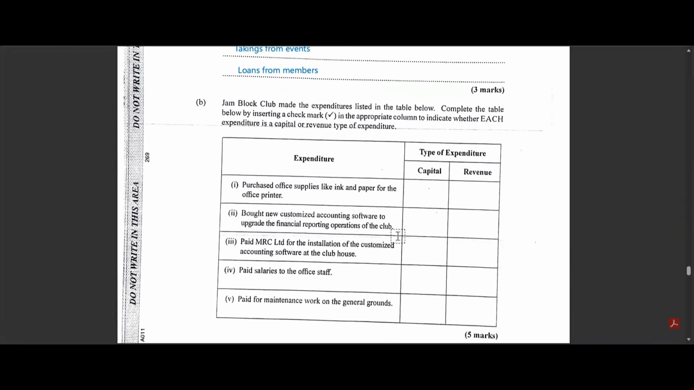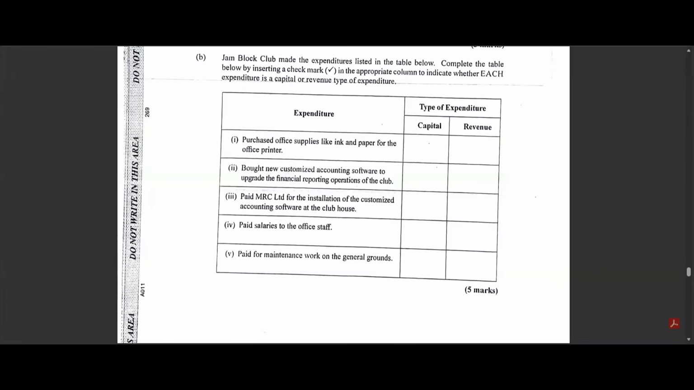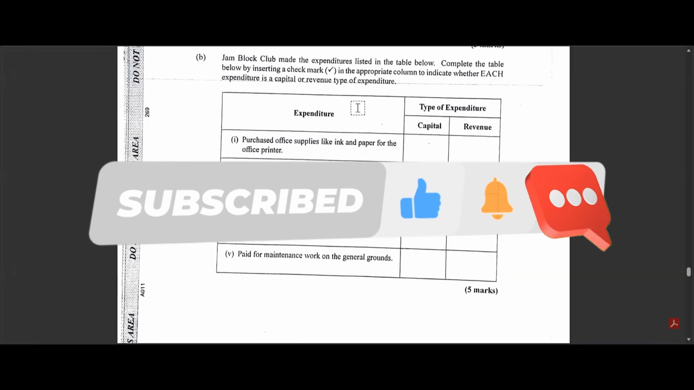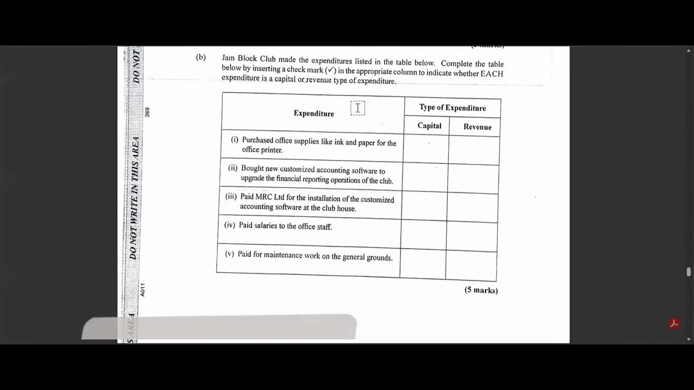Alright, next up we're gonna have another part B to have a look at. Jam Block Club made expenditures listed in the table below. Complete the table below by inserting a check mark in the appropriate column to indicate whether each expenditure is capital or revenue. Now you guys remember, capital expenditure is when you are spending money to purchase fixed assets. Revenue expenditure is when you are spending money to cover your daily operational expenses. Alright guys, let's get into it one time.